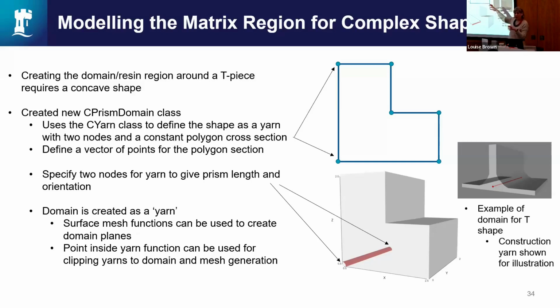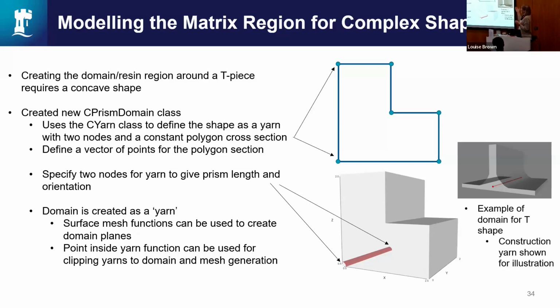I got partway there, and then thought, well, if you put yarns inside here, how do you work out where the yarns have crossed over the domain, how do you cut them off? And I realized that you could create a TexGen yarn with 2 nodes, a polygon cross section with a constant cross section, and then the yarn has all of the functions written to work out where things cross the boundaries and what fits into it. So it's a bit like the snake going around eating its own tail.